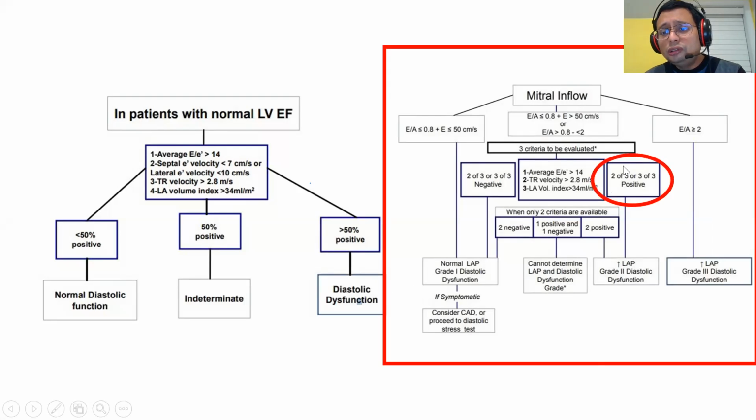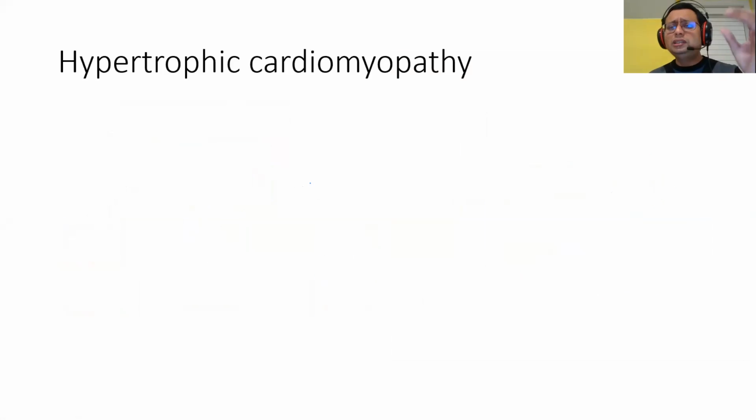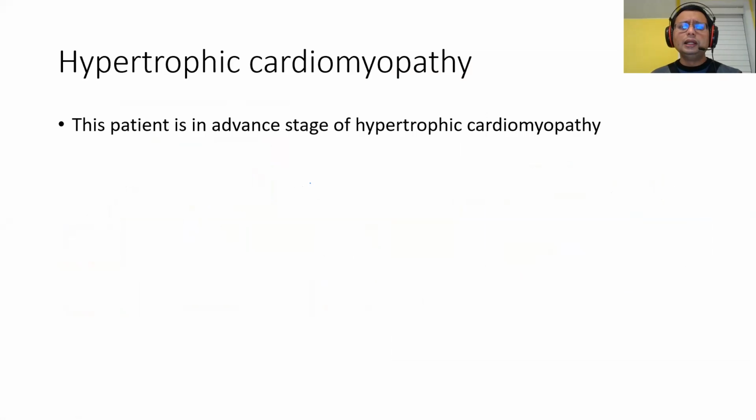I think 2 or 3 criteria is positive. So this patient with hypertrophic cardiomyopathy has increased left atrial pressure, which is grade 2 diastolic dysfunction. Again, we can skip algorithm 1 and go straight into algorithm 2. Okay, this patient is in advanced stage of hypertrophic cardiomyopathy.